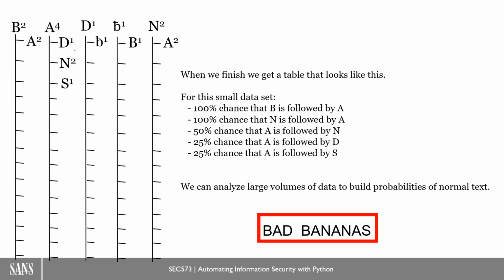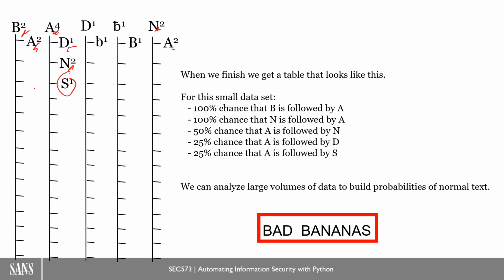With this, there's a 100% chance that if you have a B, it's going to be followed by an A. There's a 100% chance that if I have an N, it's going to be followed by an A. Now, if I have an A, there's a 50% chance it's going to be followed by an N, a 25% chance that an A is followed by a D, and a 25% chance that an A is followed by an S. So I could use that and compare it to other words to see if they are normal based upon my frequency table.